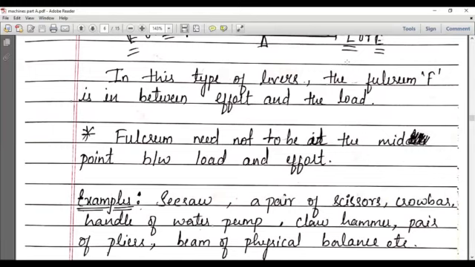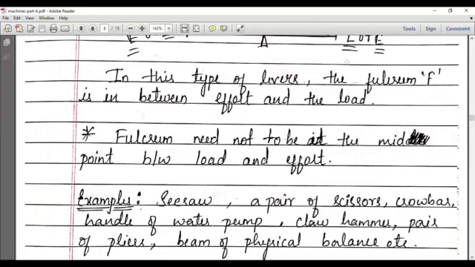Next one, for an ideal class 1 lever, if the effort arm and load arm are of equal length, then mechanical advantage and velocity ratio both will be 1. You can take the physical balance as an example. Both the arms are equal in length, so their mechanical advantage and velocity ratio are 1.